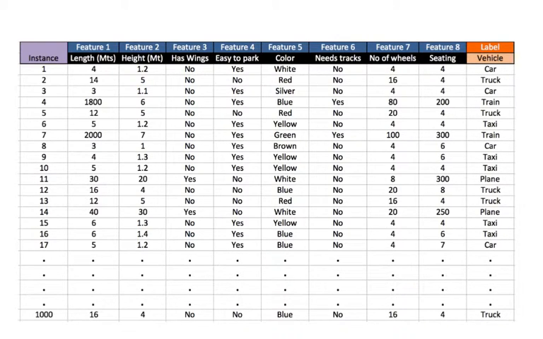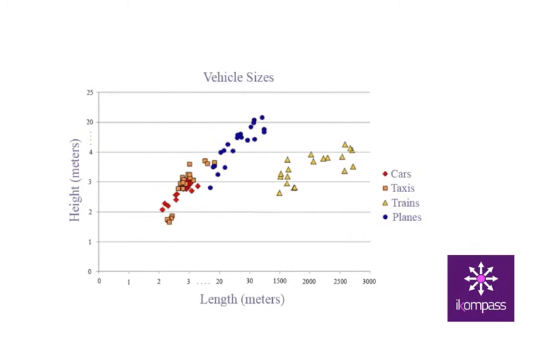So let's say we want to create a chart, and let's take a look at the length and height columns and make a chart to see how it looks. So in this plot, cars are red diamonds, taxis are orange squares, trains are yellow triangles, and planes are blue circles. So on our x-axis we have the length, in meters, and on the y-axis we have the height of a vehicle in meters again.